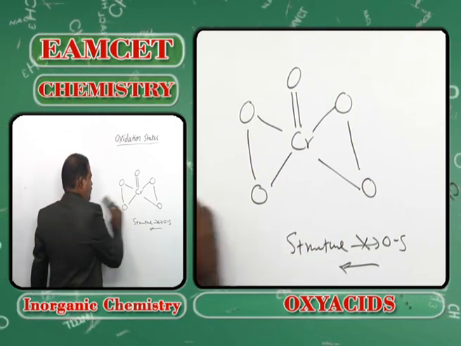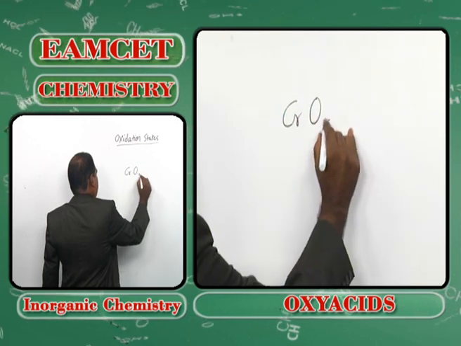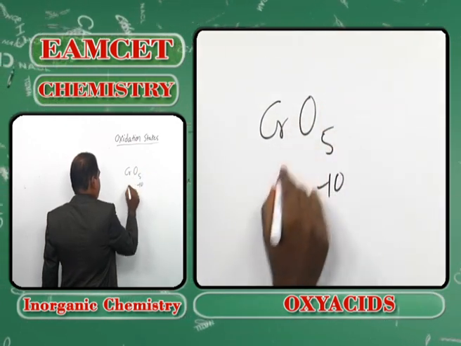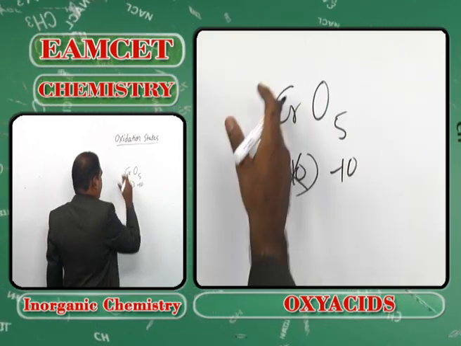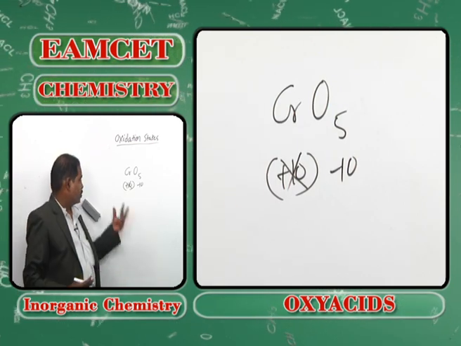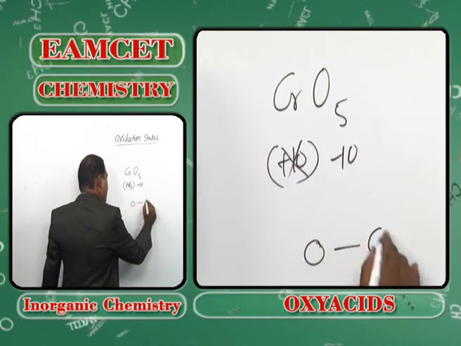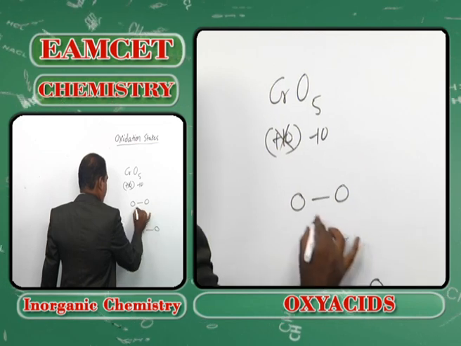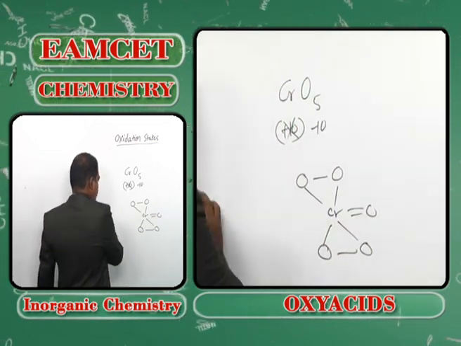I repeat, CrO5. What is the speciality of CrO5? 5 oxygens demand minus 10, so plus 10, which is impossible for chromium. He says, I can't give more than 6. So there is a shortage of 4 electrons, which 2 oxygens share between themselves, leaving behind a double bond. Oh, you got the butterfly structure.